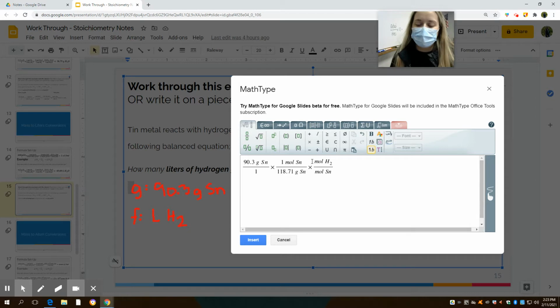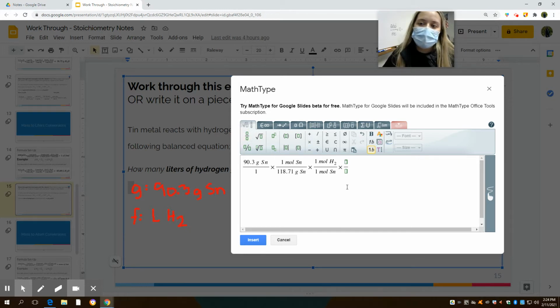When we do this part, you should hear in your head, where do we get the numbers for our mole ratio from? The balanced equation. So the coefficient that is in front of H2 is 1. So it's going to be 1 mole of H2. The coefficient that is in front of tin is also 1. So we're going to have 1 mole of tin. So we have a 1-to-1 mole ratio.